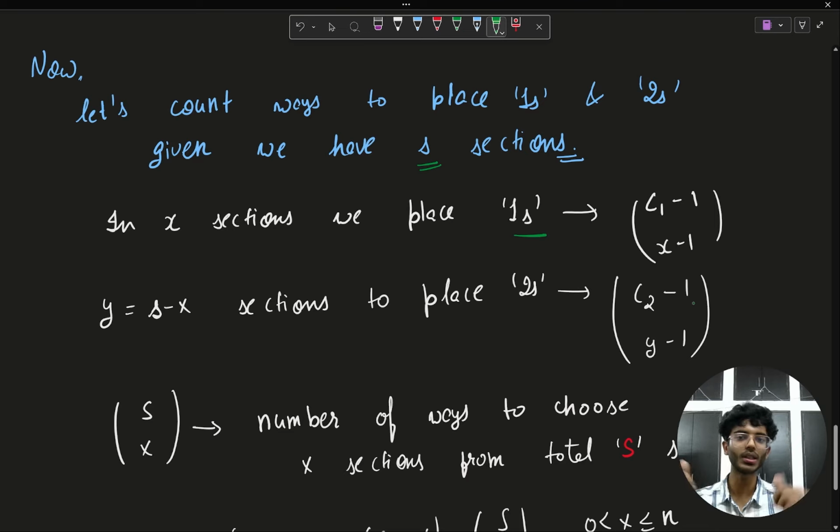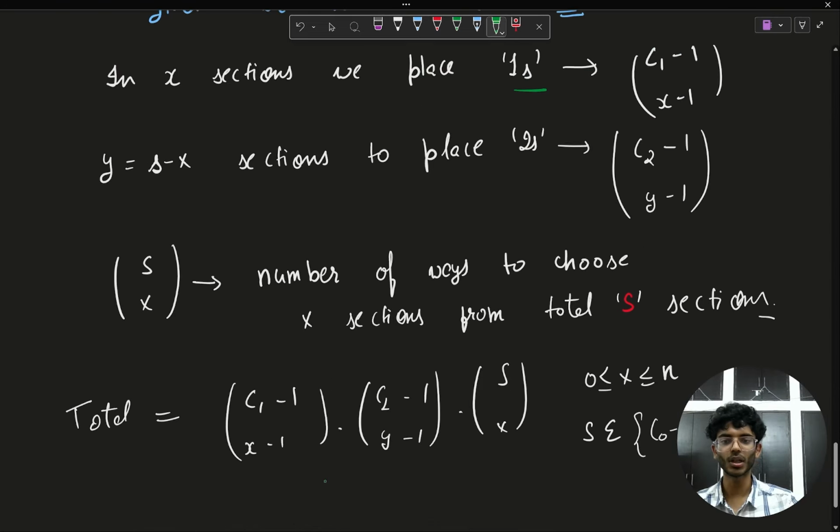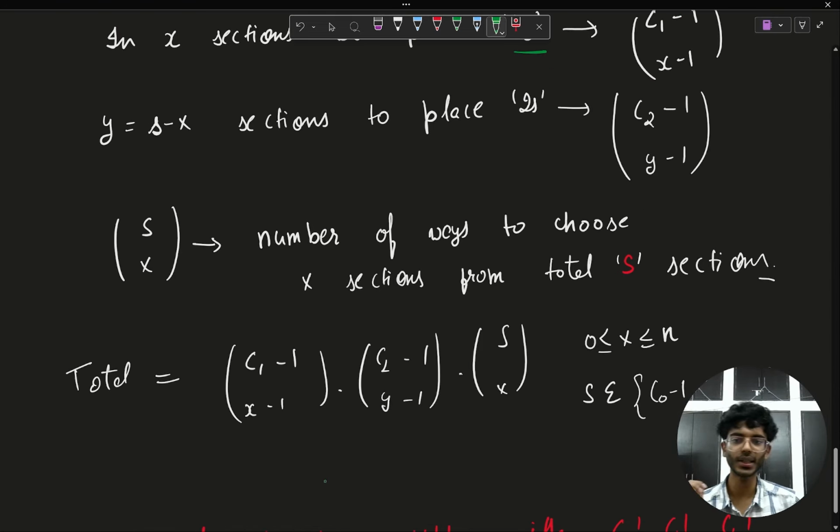And now in all the other S minus X sections, which we'll call Y, we want to place 2's, right? So what are the possible number of ways? C2 minus 1 choose Y minus 1. Now, what are the number of ways to choose these sections themselves? In total, we have S sections and we want to choose X sections out of them. So there are S choose X ways to choose X sections out of the total S sections, right?